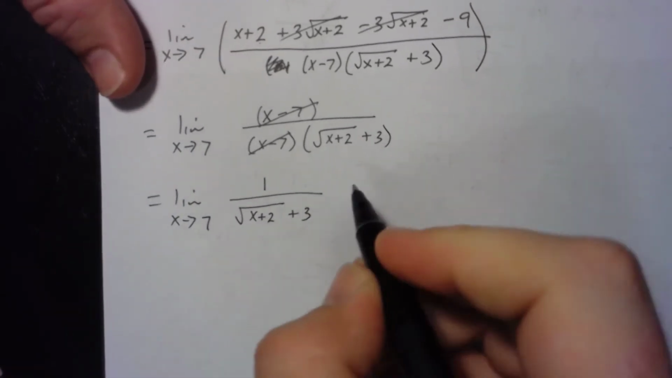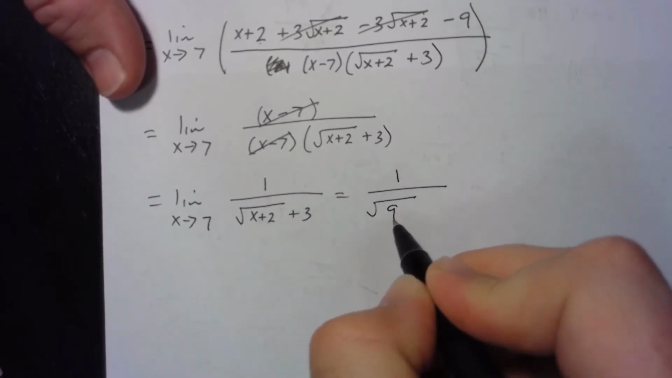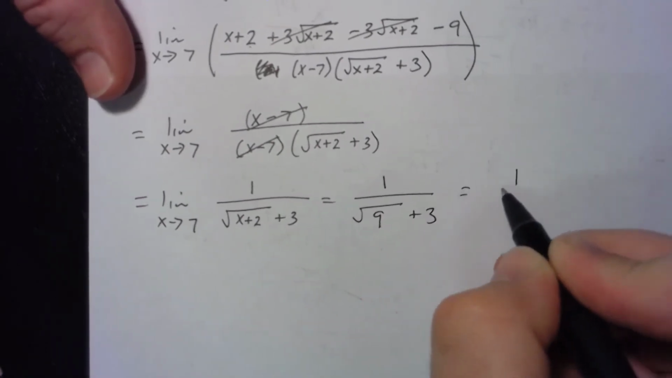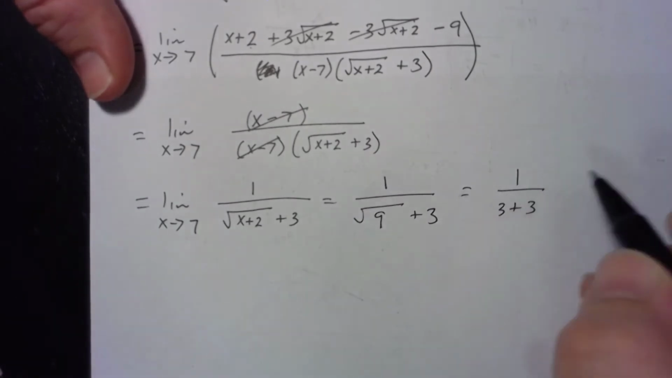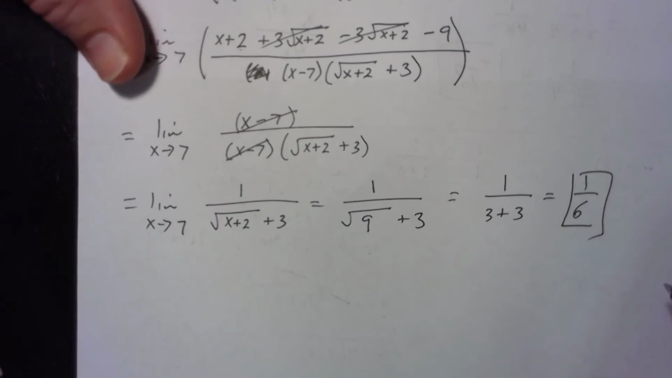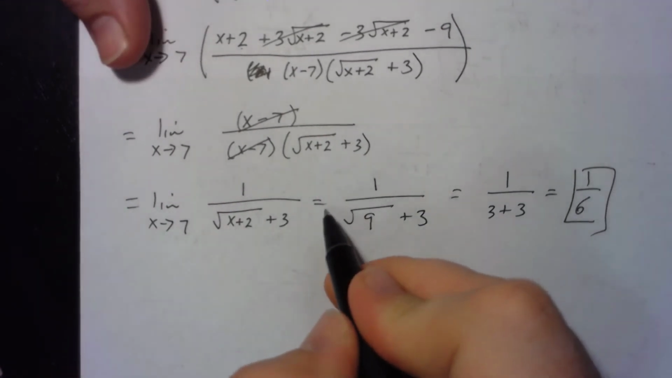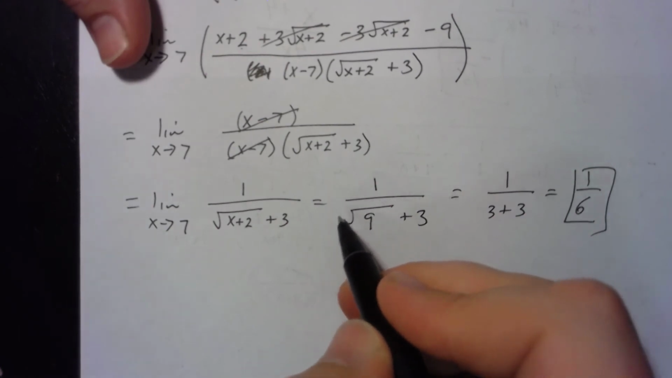By plugging in 7, you'll end up with 1 over the square root of 7 plus 2, which is 9, plus 3, which is then 1 over 3 plus 3, which is then 1 over 6. And my final result for this limit is 1/6. And again, notice, immediately after plugging 7 in, I no longer have the limit function written in the beginning of the problem.